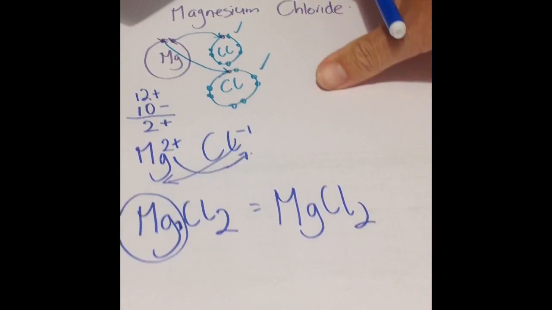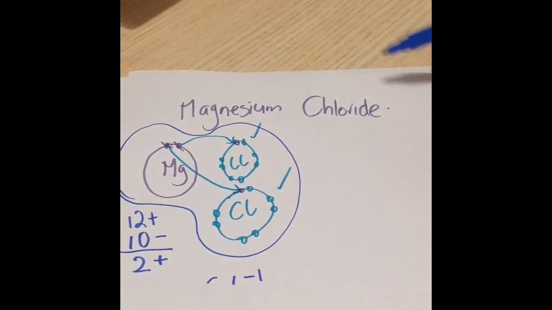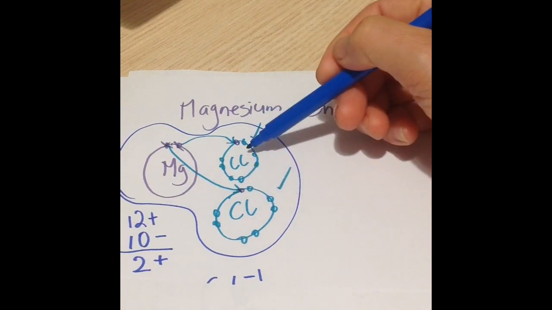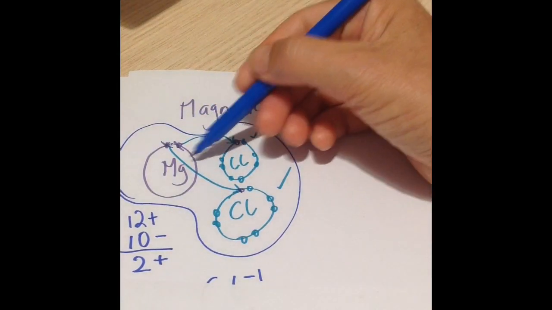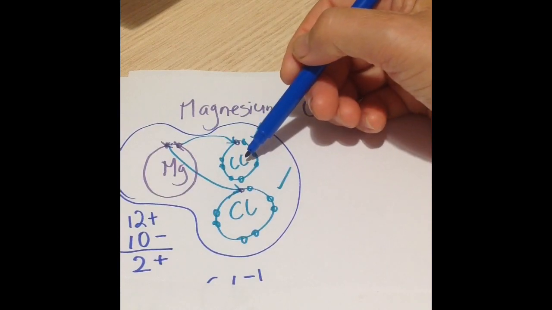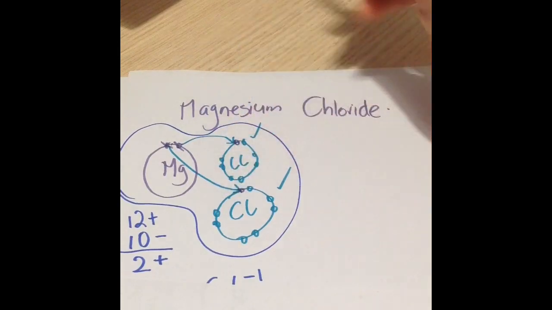MgCl2. And what that means is this whole molecule, MgCl2. We can't change that. That's the way that magnesium is going to bond to chlorine to form an ionic compound that's stable, where all the electrons are accounted for.